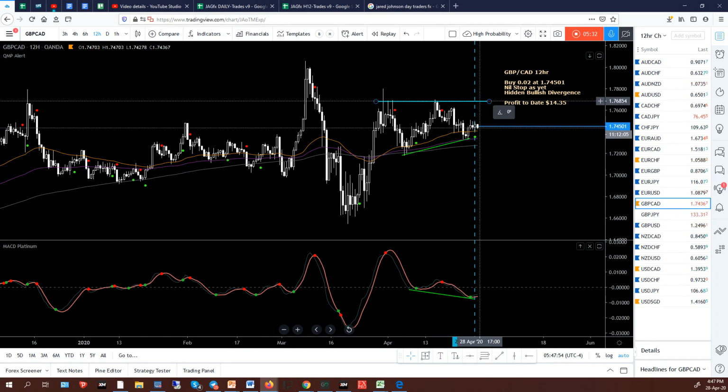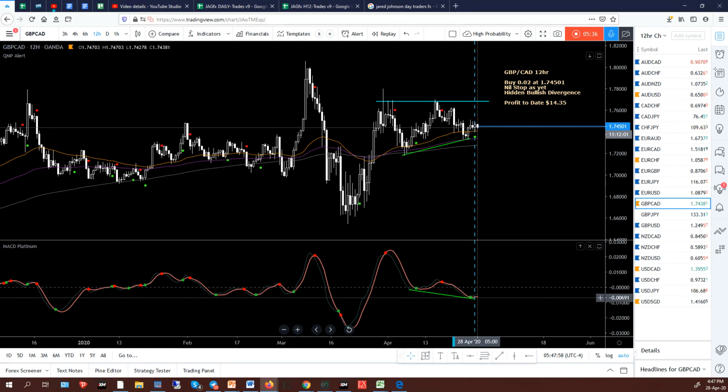So be careful when it gets up to this level again here. But I took a new buy at this level here. No stopping places yet. Everything, it's a valid signal.